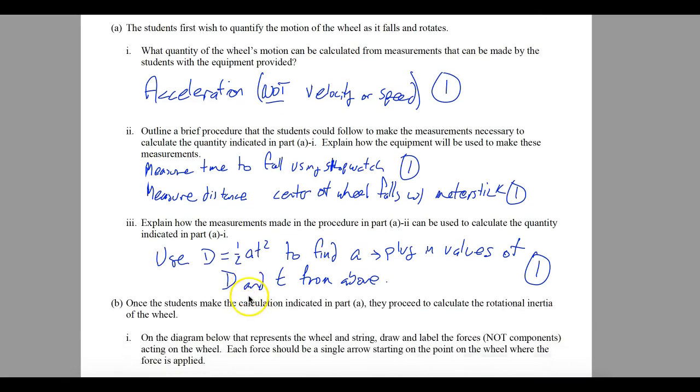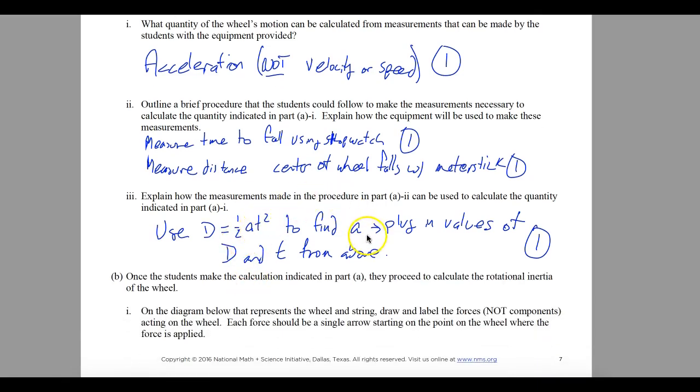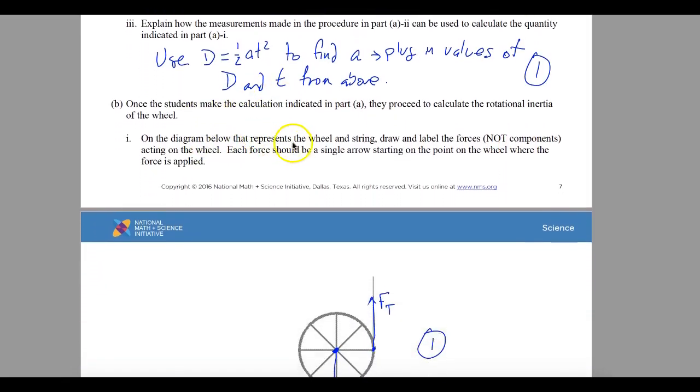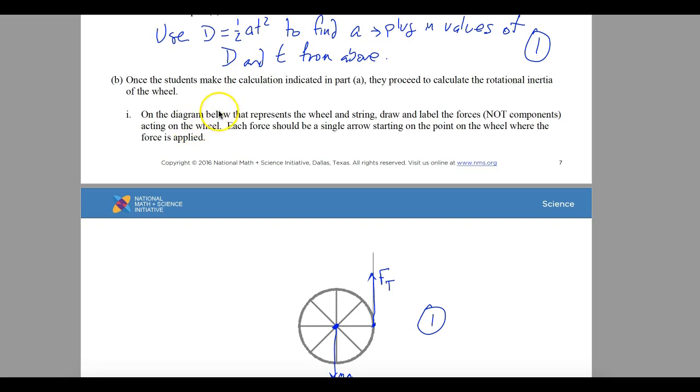We'll use distance is equal to 1/2 a t squared to find acceleration. It is not going to be equal to gravity because there is that rope there. We'll plug in the distance that we measured for it to fall and the time to fall using the stopwatch, and then you'll be able to solve for the acceleration. Each of these parts is worth points. Once the students make the calculation, they proceed to calculate the rotational inertia of the wheel.